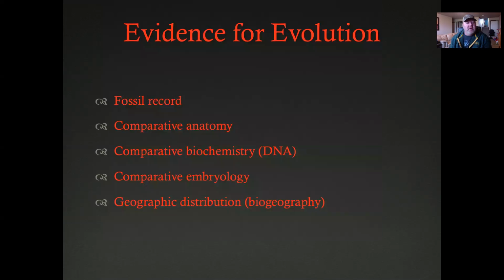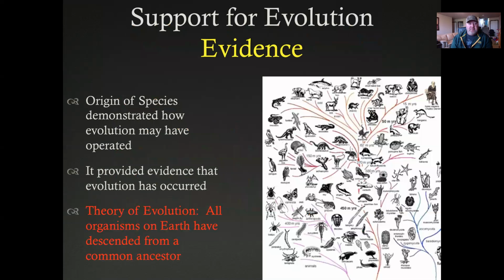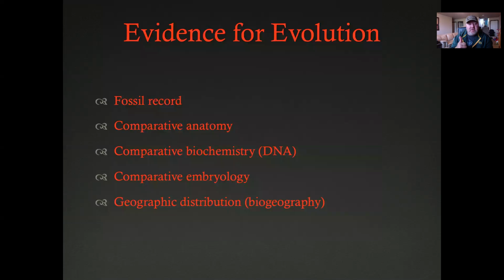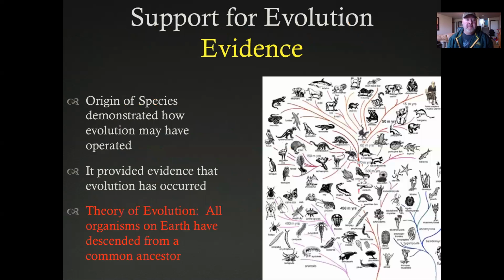So here are the 5 different pieces of evidence that support evolution. We'll talk about each one of those, but if you want to pause here, write those down, and leave a line or two so you can write the stuff down if you're taking notes. So the fossil record, comparative anatomy, comparative biochemistry, which is essentially DNA, comparative embryology, and then geographic distribution, or what we call biogeography. That's what Alfred Russel Wallace was studying. So, evidence that supports evolution.